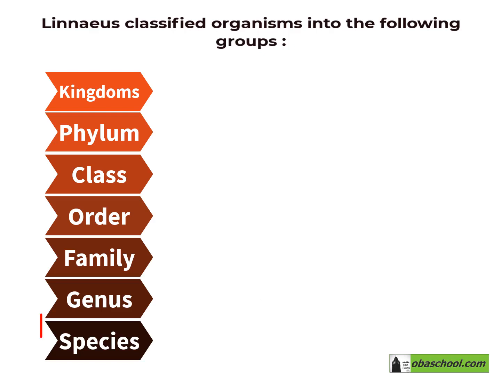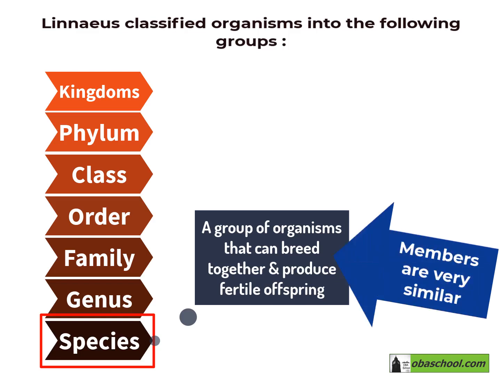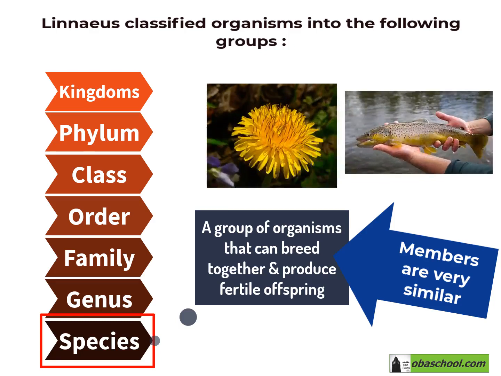Finally, the species is the final classification stage according to Linnaeus' classification system. A species is a group of organisms that can breed together and produce fertile offspring. And this is why members of the same species are very similar. Dandelions and brown trout are all examples of separate species of living organisms.